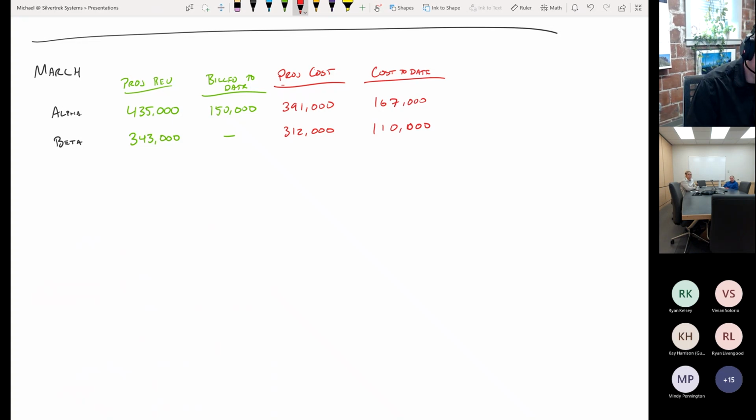Well, the first thing we have to do in order to calculate our over under billings on each of these jobs is we have to calculate our percent complete. That percent complete will allow us to calculate our earned revenue, which will then allow us to look at our billing number. So percent complete.